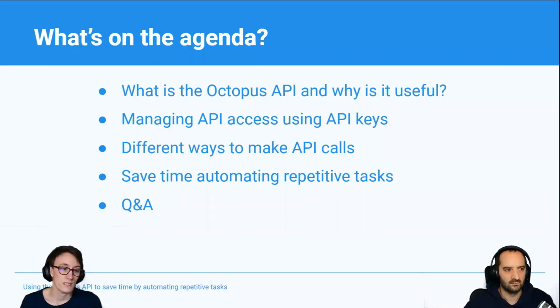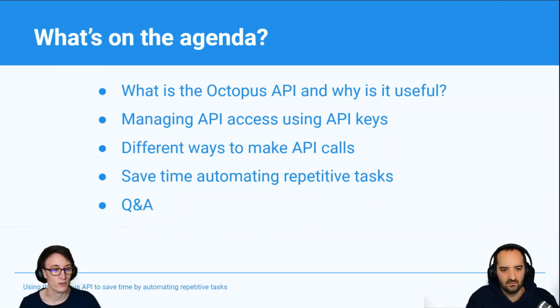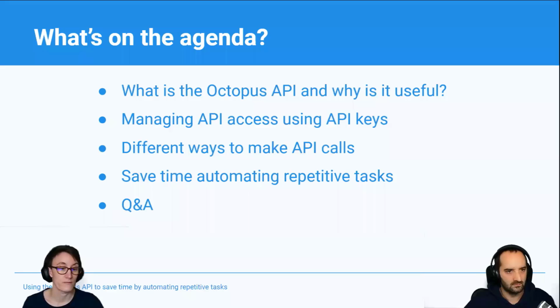Right, onto the agenda. First of all, what is the Octopus API and why is it useful? Mark's going to address this and give us an overview of it before we delve into it. Next, I'm going to take a look at authenticating against the API using API keys and some new additions in the next version of Octopus that's coming out fairly soon.